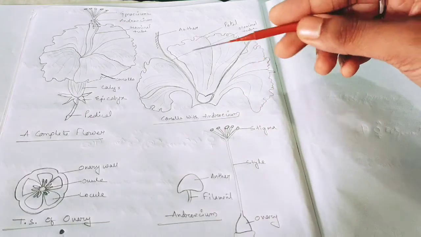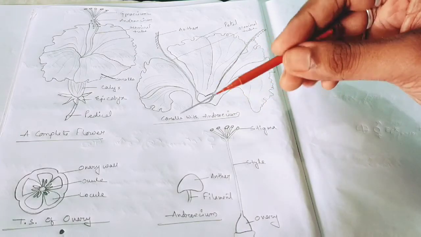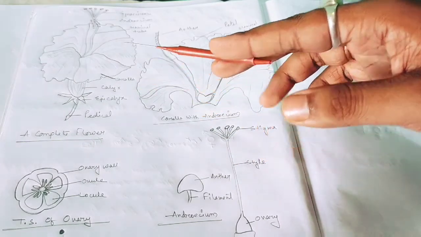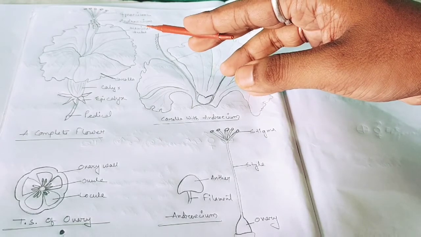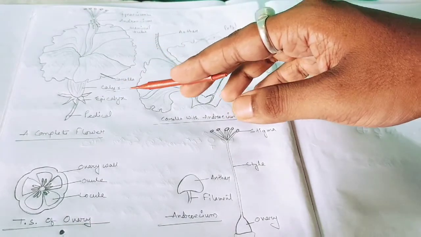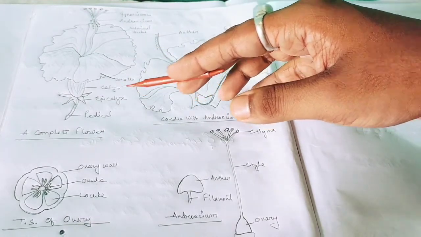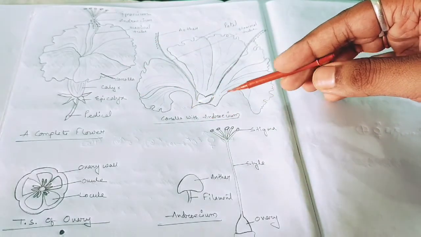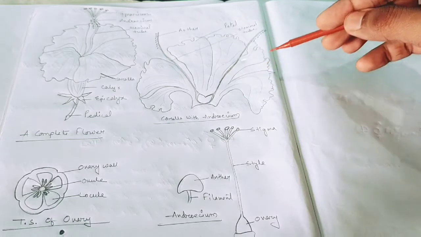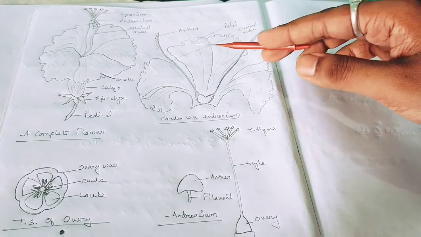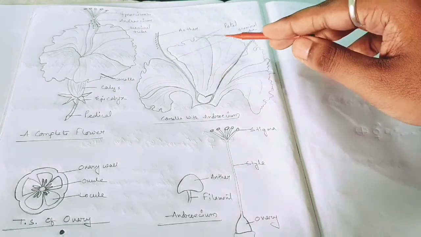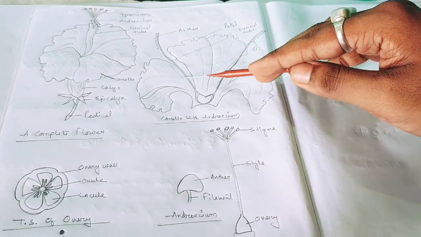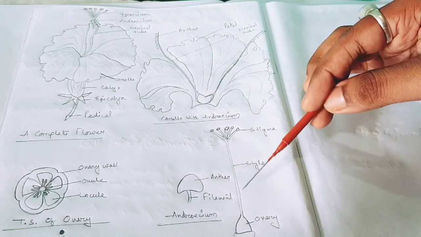I have drawn the diagram of the hibiscus and its parts. It is a complete flower because it contains a gynoecium, androecium, the corolla, calyx, and epicalyx. So it is a complete flower. This is the corolla with the androecium. It is the corolla part, and these are the stamens with the anthers. The petal. This is the staminal tube.